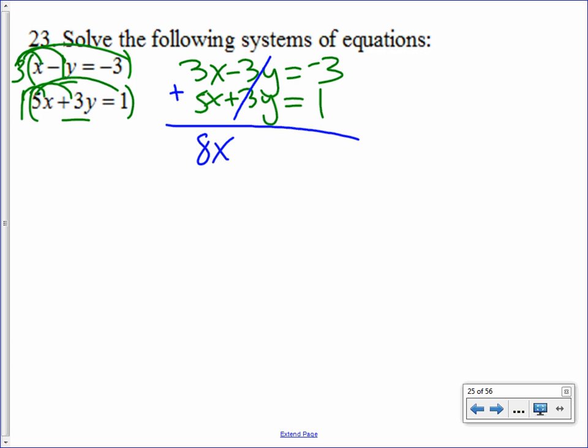The 8x terms cancel. Whoops, I missed something there. That's with a negative 9, equals negative 8. Divide by 8, divide by 8, x equals negative 1.